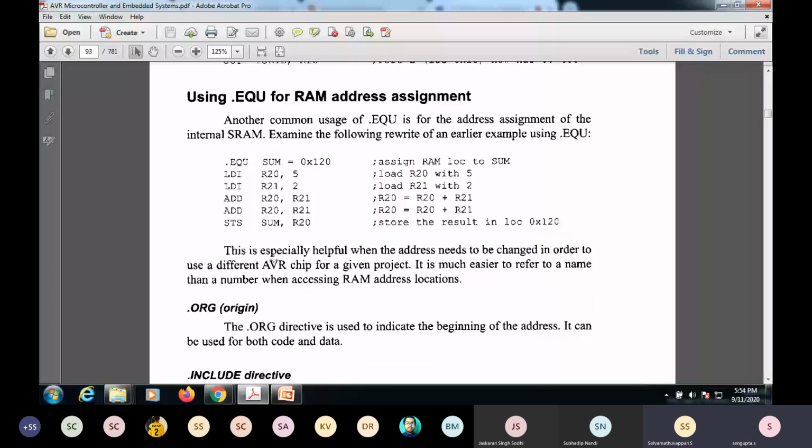Store the result in LOC. In several places in the comments they have mentioned LOC. What is it? Assign location, I think. This is the location, in short form. So this is the location of the RAM which you are trying to access, whose content you're trying to access. That's why you're using STS, because it will access through the location. Yes, sir. Next.